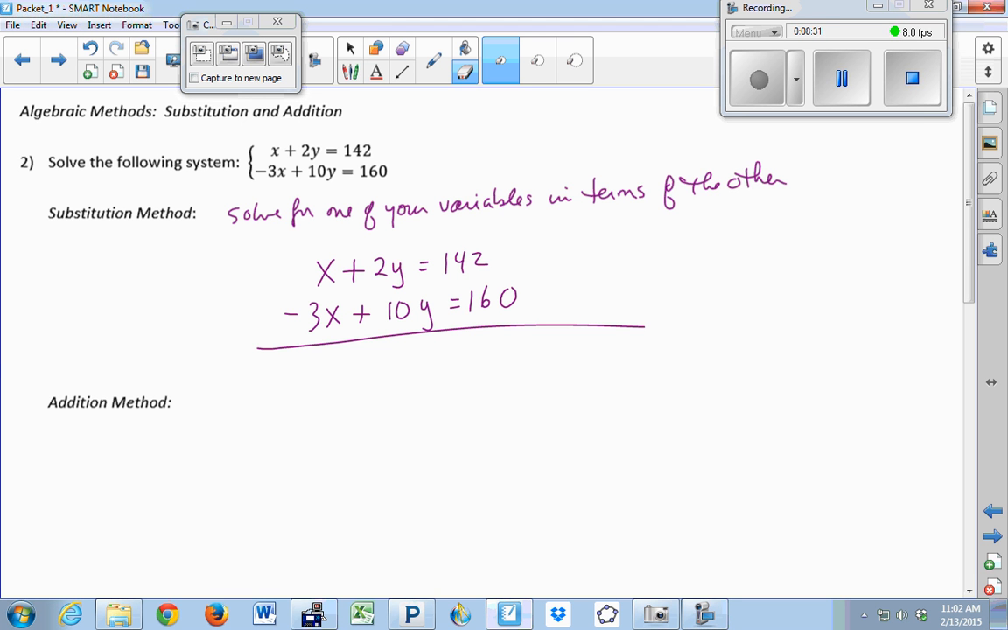The first one. Why'd you say the first one, Fabian? Yeah, so the key here, what you want to look for, is a variable that has 1 as the coefficient.